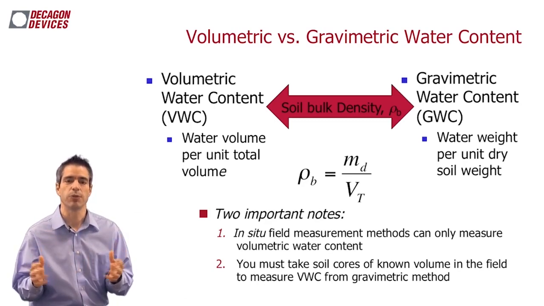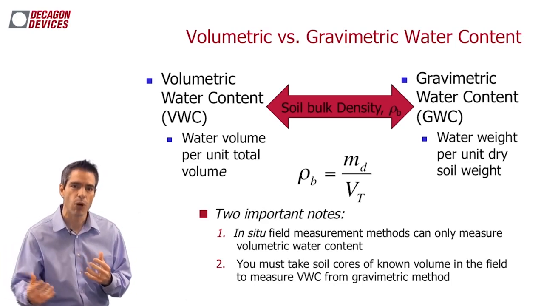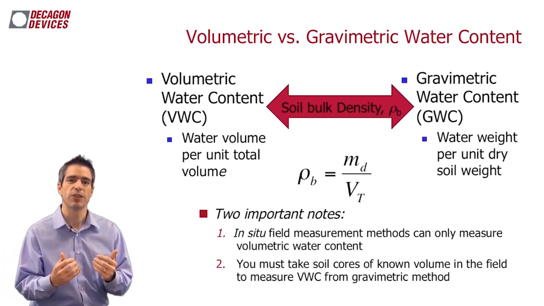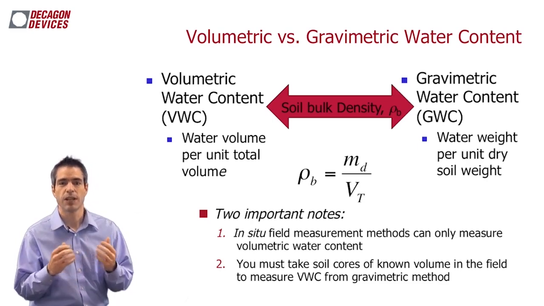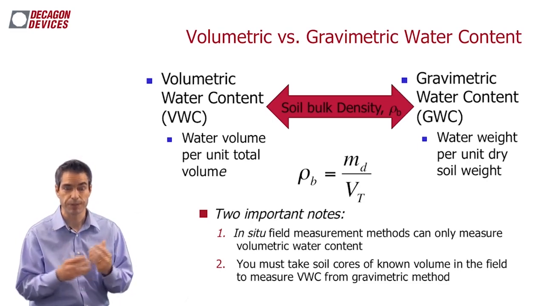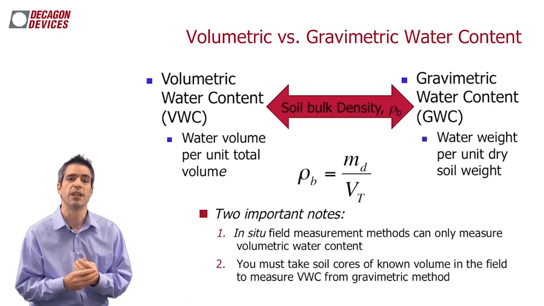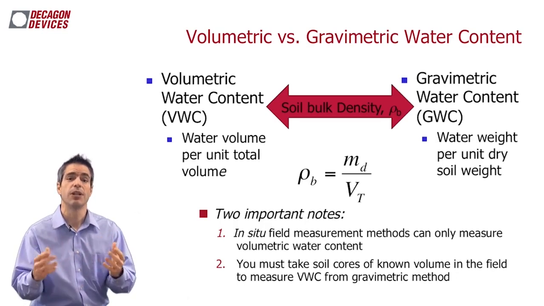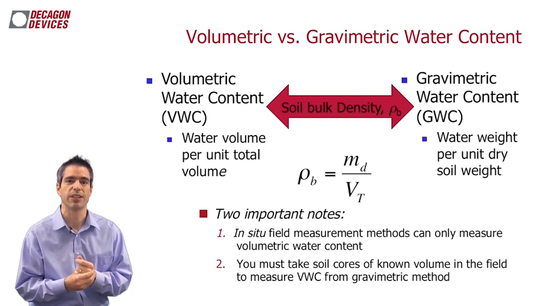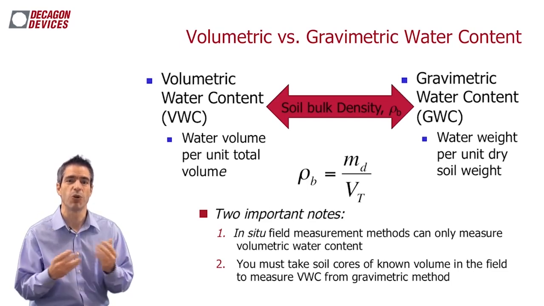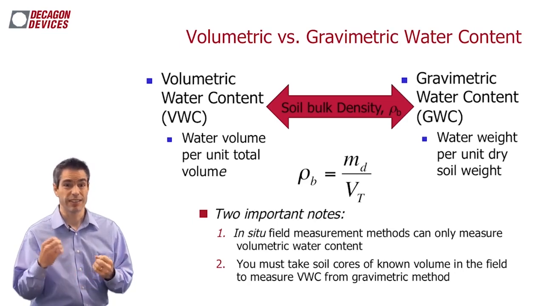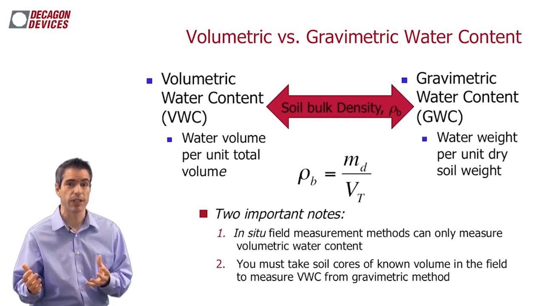In situ measurements, meaning the things that we can measure when we go to the field, these methods can only measure volumetric water content. There are no methods that I'm aware of in the field that measure in situ gravimetric water content. That's a laboratory method and it's only done in one way, which we'll talk about in a moment.